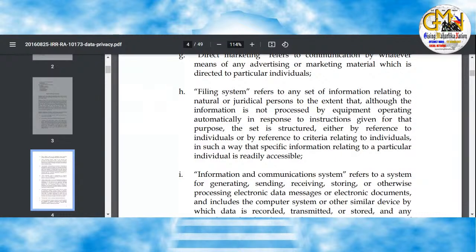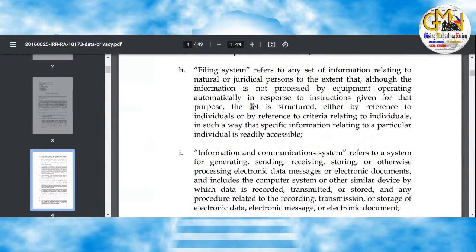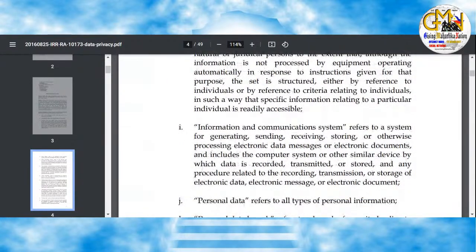Letter I, information and communications system refers to a system for generating, sending, receiving, storing, or otherwise processing electronic data messages or electronic documents and includes the computer system or other similar device by which data is recorded, transmitted, or stored, and any procedure related to the recording, transmission, or storage of electronic data, electronic message, or electronic document.